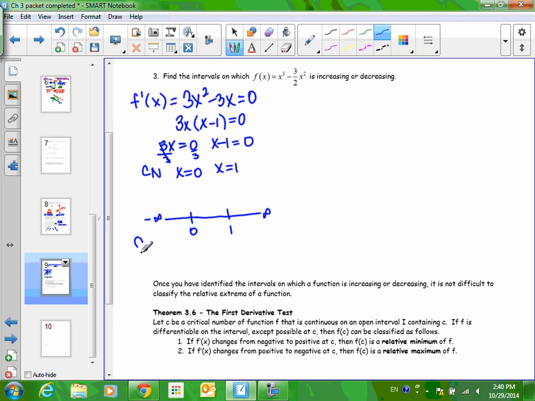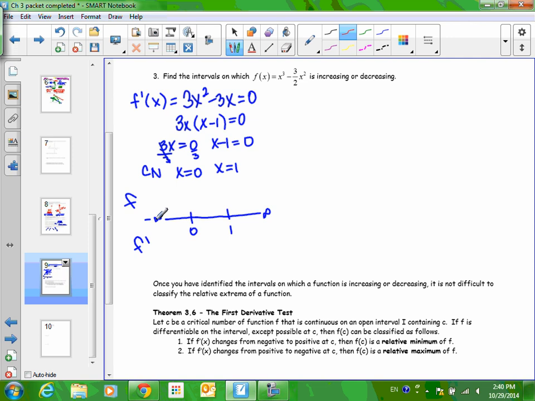Next thing, you're going to put f prime down here and f up there. In other words, what we're making is called a sign chart. Sign, not like sine, cosine, sign like plus, minus. So this is not a graph. It's just a chart for me to organize my information.